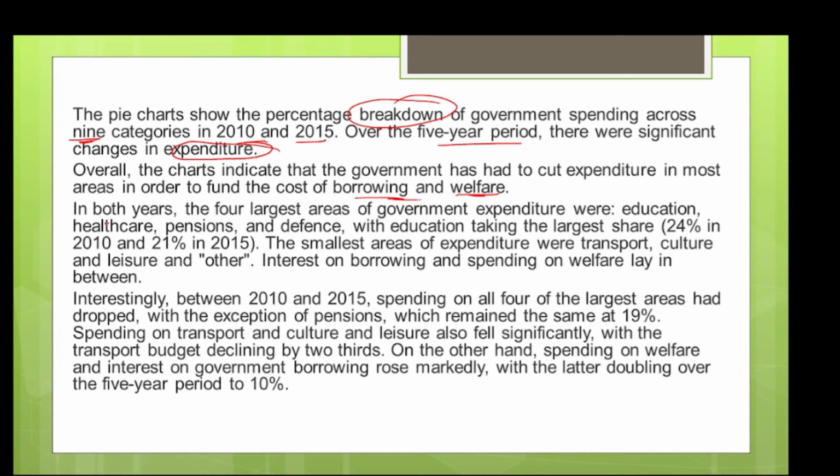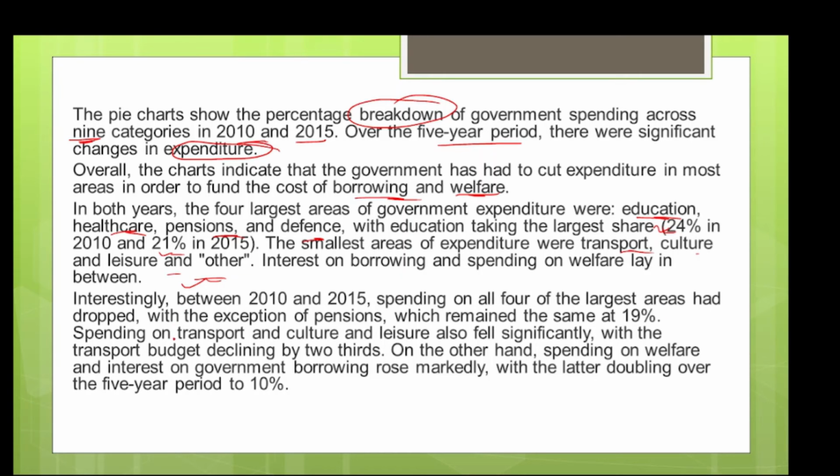So we can see that in both years the four largest areas of government expenditure were education, healthcare, pension and defense, with education taking the largest share of 24% and 21% in 2015. The smallest areas of expenditure were transport, culture, leisure and other. Interest on borrowing and spending on welfare lay in between. Right? So we have covered all the sectors over here, what are the maximum, what are the minimum and what are in between. Interestingly, between 2010 and 2015, spending on all four of the largest areas dropped.